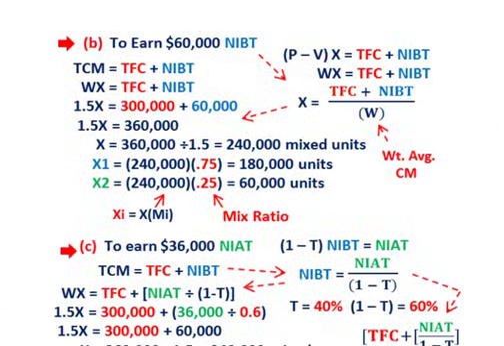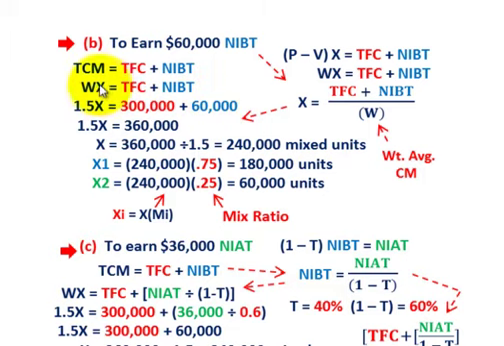Now let's solve up here, let's say to earn 60,000 in net income before taxes. We're going to go through the same situation, the same equation, only instead of setting our net income equal to 0 for our break-even point, we're just going to put 60,000 in here. So our total fixed cost was 300,000, and we add to it our targeted net income before taxes, which is 60,000.